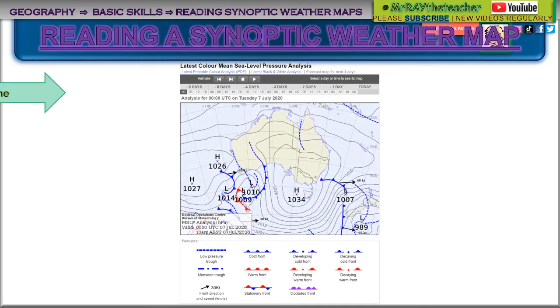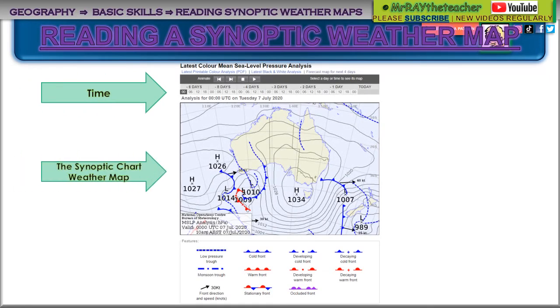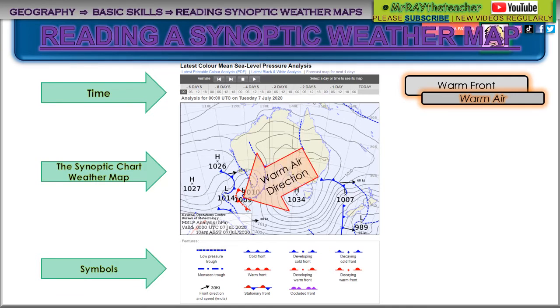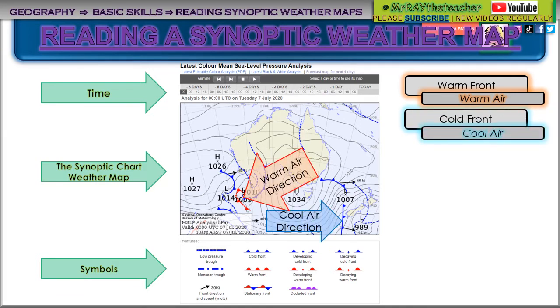Now, reading a synoptic weather map. This is from the Australian Bureau of Meteorology. It's never good to plagiarize, so there's my source. I did this a couple of weeks ago. There, the synoptic weather chart and weather maps. There are your symbols. There's a warm front that's got warm air. There's the warm air direction. There's a cold front with cool air. There's some examples there.